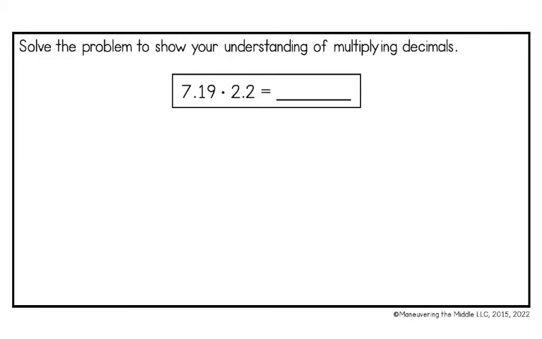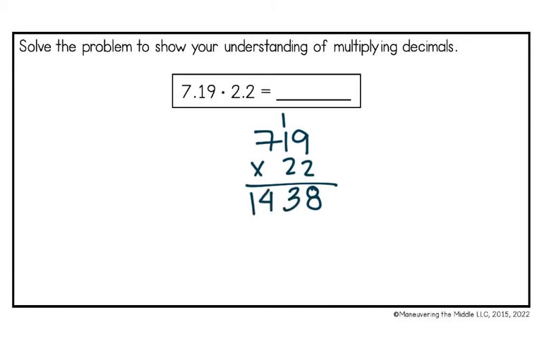So ignoring our decimal, I'm going to have 719 times 22. 2 times 9 is 18. Put down my 8, carry my 1. 2 times 1 is 2, plus 1 is 3, and 2 times 7 is 14. Now I'm going to put my 0 there as my placeholder, and we're going to move on to the next two. 2 times 9 is 18. Put down my 8, carry my 1. 2 times 1 is 2, plus 1 is 3, and then 2 times 7 is 14.